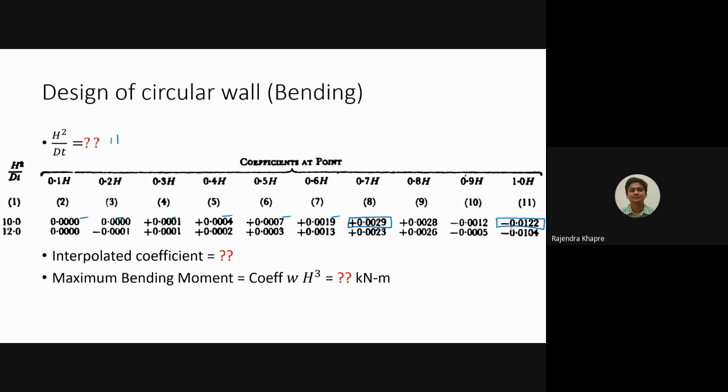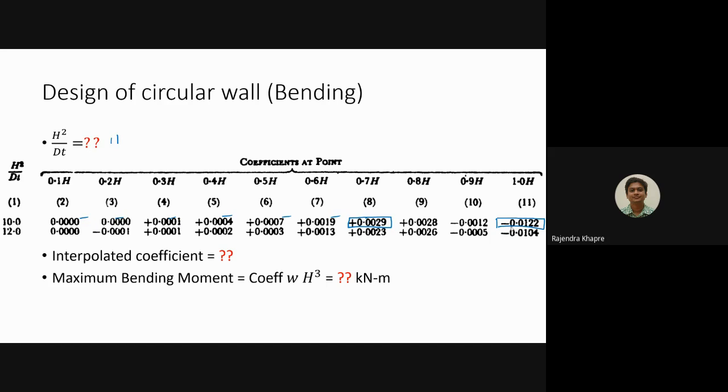Negative value. If you forget this sign, you will find the maximum bending is occurring at the base. Getting it? So we have to design the wall for the bending. Whether it is bending on this side or on that side, whether it is negative or positive, your thickness should be sufficient to resist the bending.